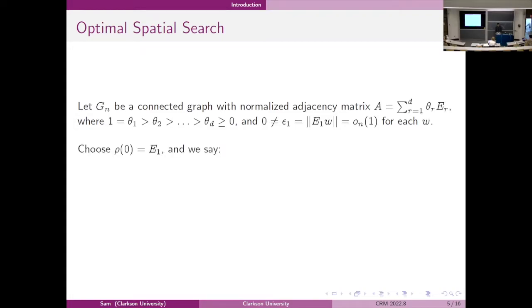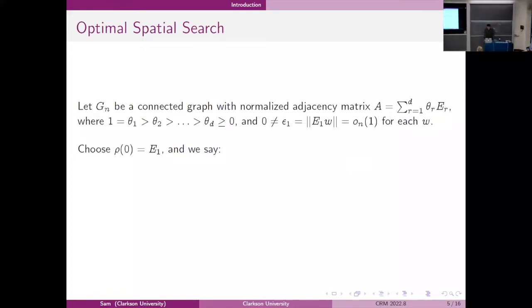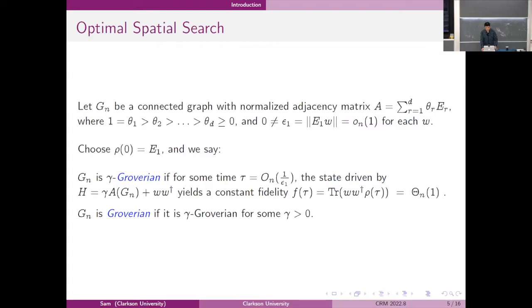Okay. And for the starting state we choose the principal eigenvector, or in terms of the density matrix, the principal eigenprojector. Then we say Gn is gamma covariant if for some time, the time should be of order 1 over epsilon 1, the state driven by the Hamiltonian would get a constant fidelity.